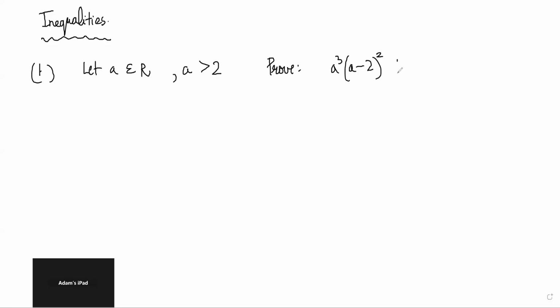Okay, so in the last class, we were looking at some inequalities. I gave you one or two problems, right? One of them was this question. Let A be a real number, A is greater than 2. You have to prove that A cube into (A minus 2) whole square plus 2 by (A minus 2) is greater than or equal to 3A. Did you get anything here?